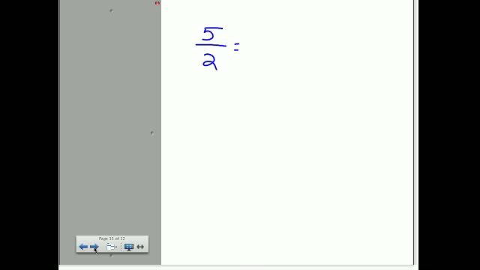Now in this example we have an improper fraction, 5 halves, and we want to make it a mixed number. Now I can start by writing my denominator because again I'm working with halves. I'm going to divide the numerator by 2. 2 goes into 5 2 times, so that's my whole number. And I've got 1 left over. That's going to be my numerator.